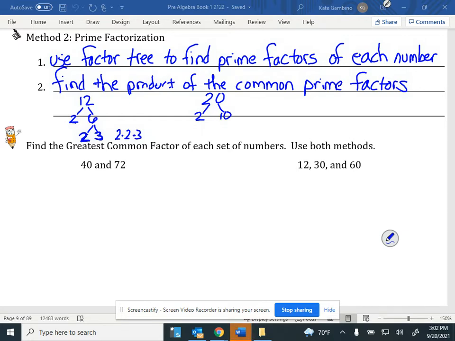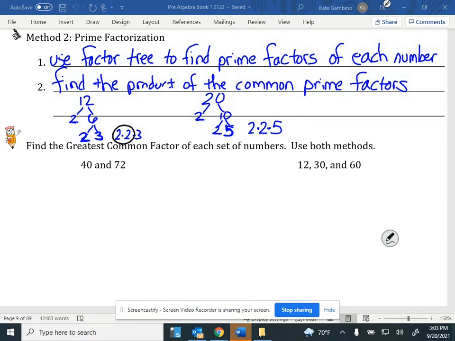2 is a prime number, so it stays. 10 can be broken down to 2 and 5. Those 2 and 5 are both prime numbers. So what my multiplication would look like would be 2 times 2 times 5. So then I'm going to look at my 2 sets of primes, 2 times 2 times 3, 2 times 2 times 5, and see what primes they all share in common.